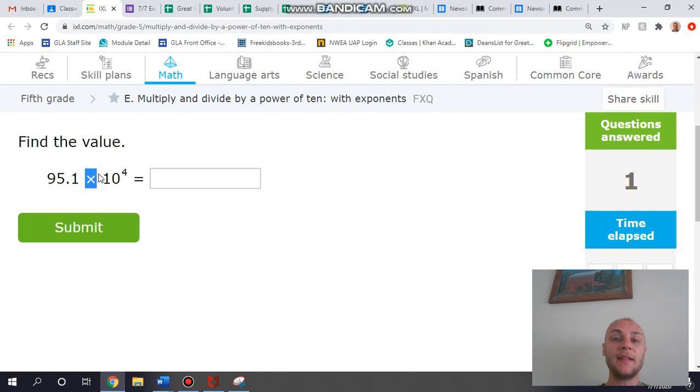Now here's an example of when we multiply. When we multiply, the decimal point goes to the right. How many spaces to the right is my decimal point going to go? What's my exponent? It is 4. So my decimal point is going to go 4 spaces to the right.